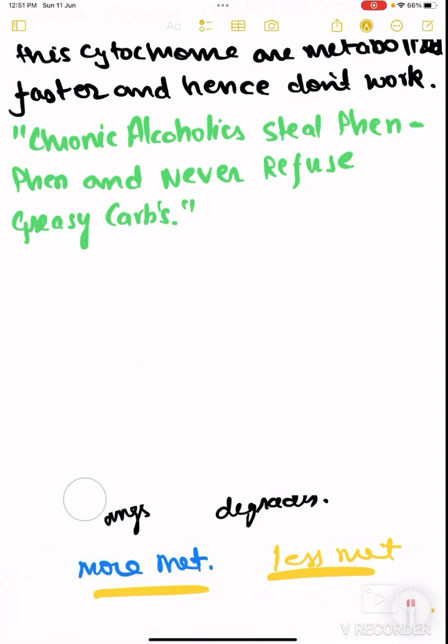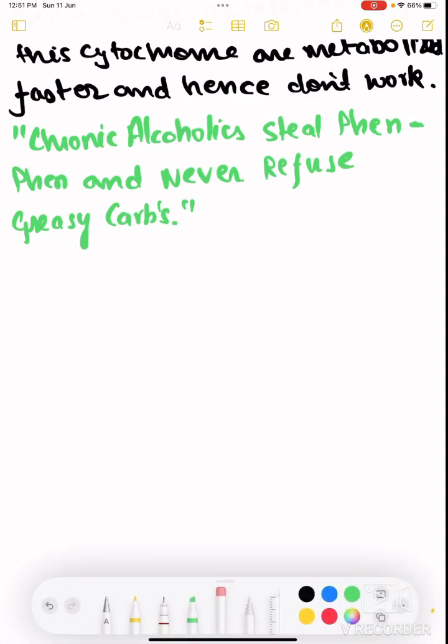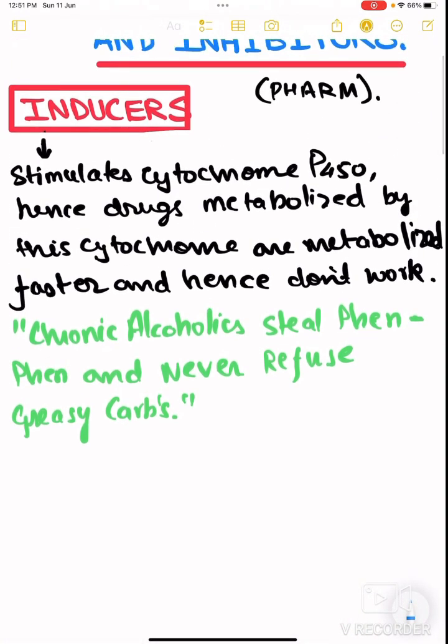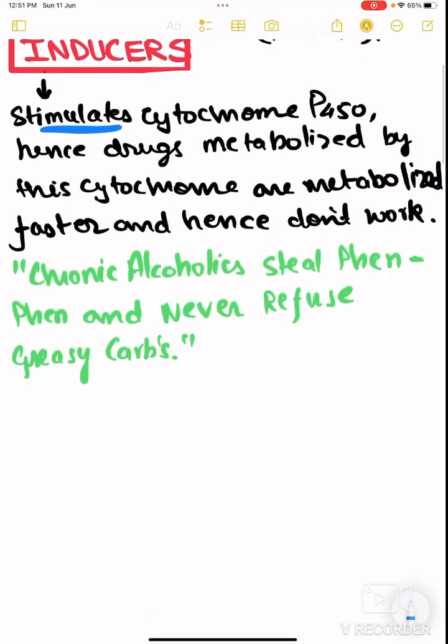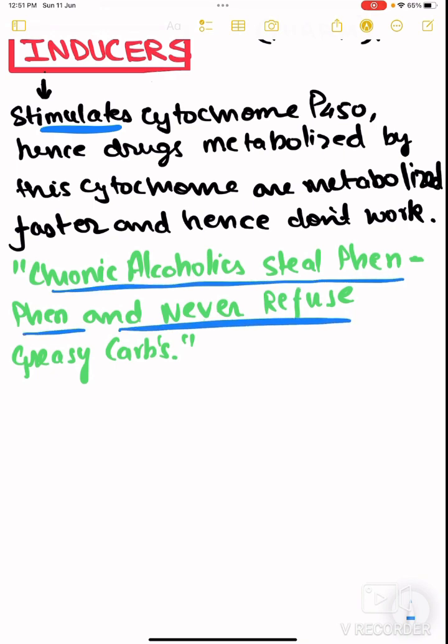So let's see what is important in it. First of all, enzyme inducers. Enzyme inducers stimulate the cytochrome P450 and hence drugs are metabolized faster and hence don't work. Okay, so this is the work of inducers. So how can we remember which drugs are inducers? We can remember by the mnemonic: chronic alcoholic, steal phene, and never refuse greasy carbs.